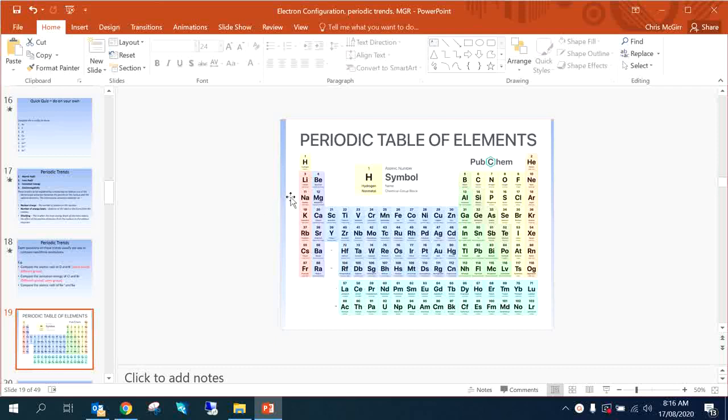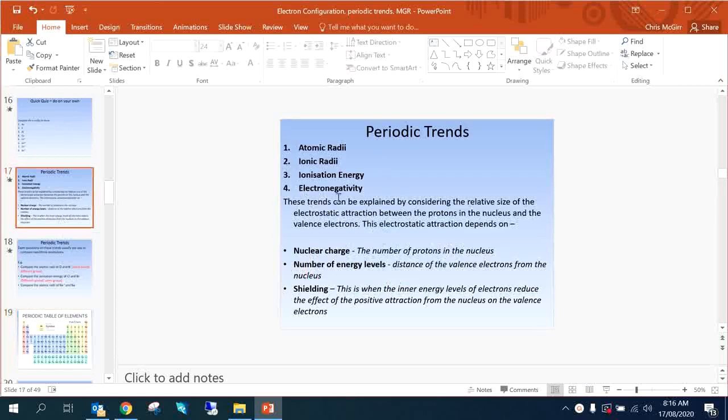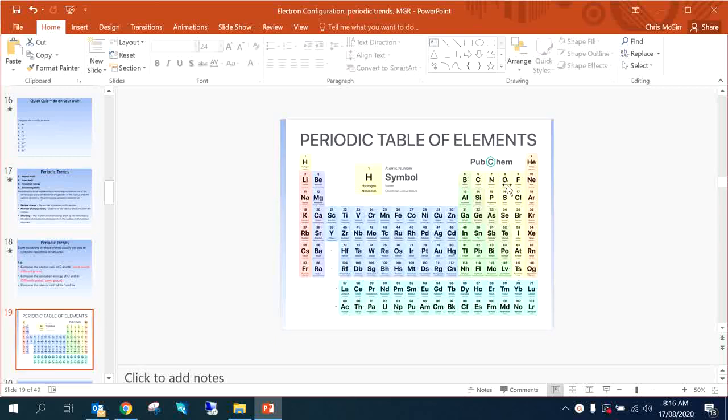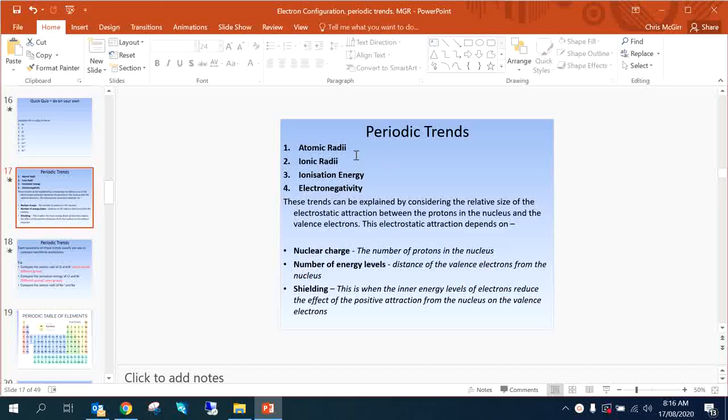You need to be able to identify the trend, okay, so going across or going up on the periodic table, does each of these factors increase or decrease? But you also need to explain why they occur. So atomic radii, so the radius of atoms. Okay, what's the trend? Do they get bigger as you go across or smaller and so on?